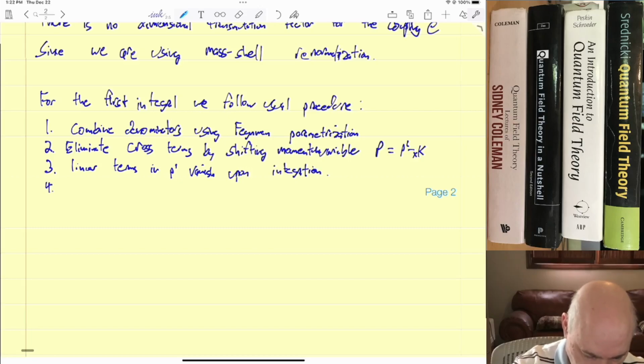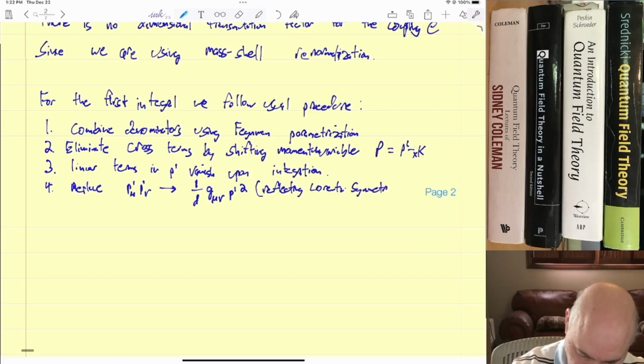Then we replace things like p prime mu p prime nu by 1 over d times g mu nu p prime squared. Previously we did 1 over 4, but in d dimensions we have to use d. This just reflects Lorentz symmetry in d dimensions.